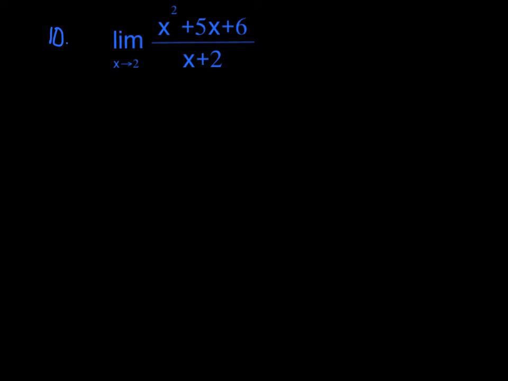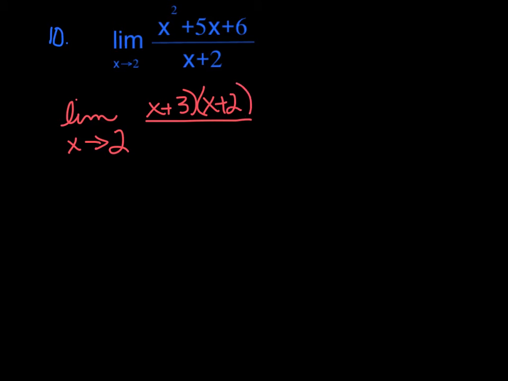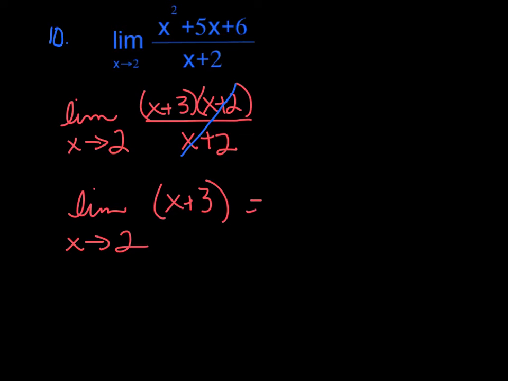For number 10, we are going to factor. If you look at that numerator there, we can factor that numerator, and that factors to x plus 3 and x plus 2. And then in the denominator, we have x plus 2. And then I see that I have a common factor in the numerator and the denominator, so I'm going to cancel that out. And then all I need to do is plug in my 2 into what's left over. So I technically have the limit as x approaches 2 of x plus 3. So that will end up giving me 5.